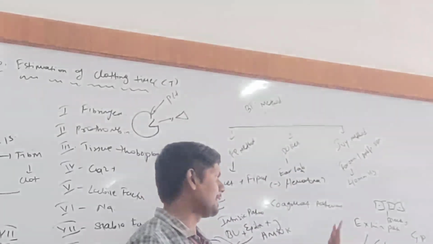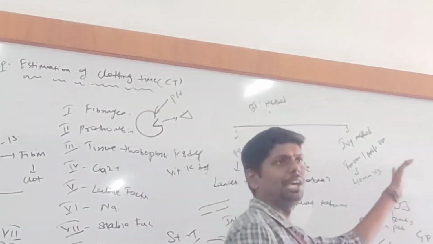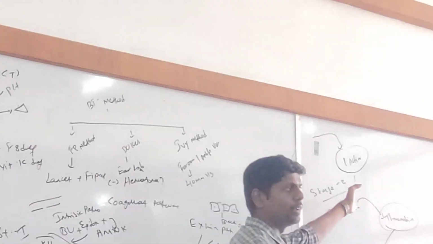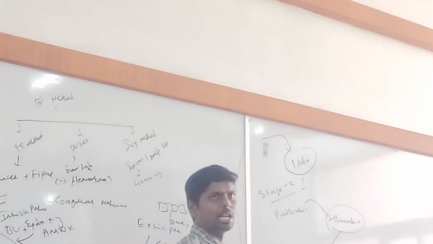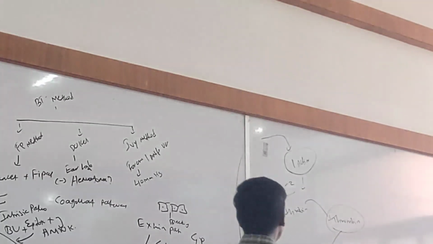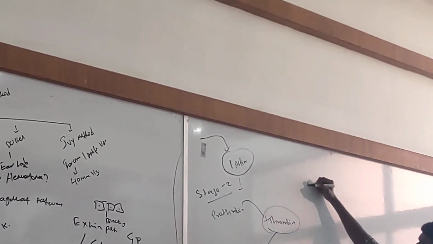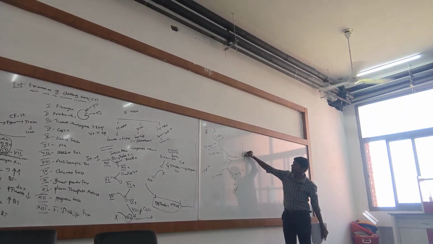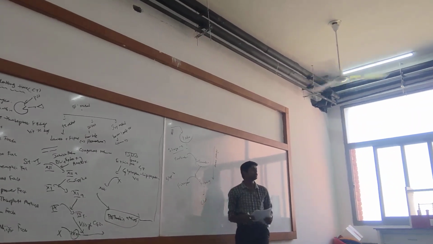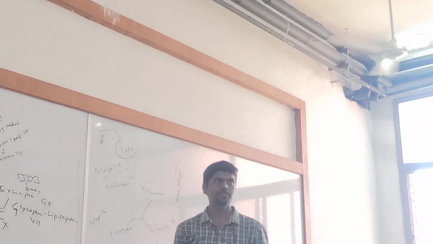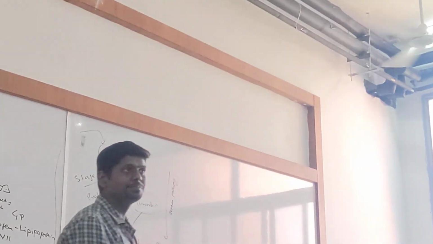Now you understood that there is an intrinsic and extrinsic pathway leading to prothrombin activator. Prothrombin activator converts prothrombin to thrombin. Thrombin converts fibrinogen to fibrin. This stage 2 and 3 together are called the common pathway.